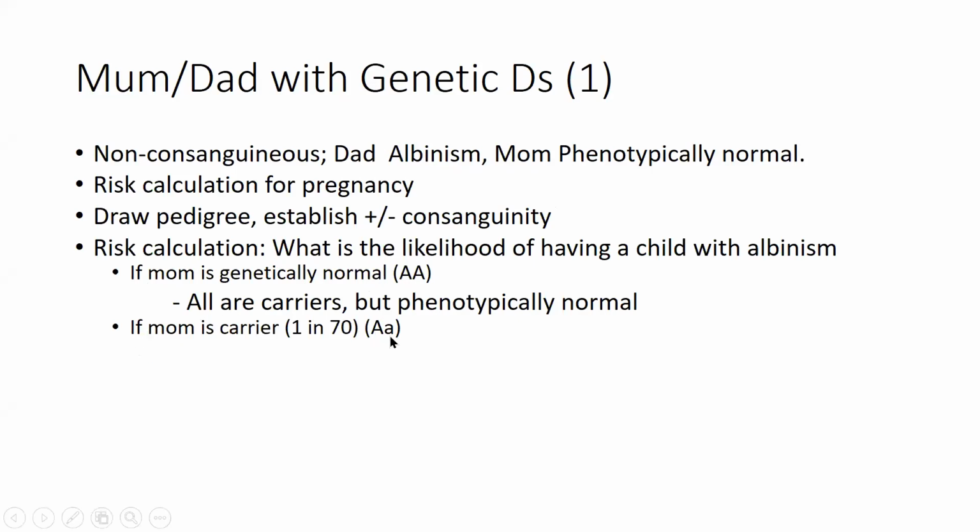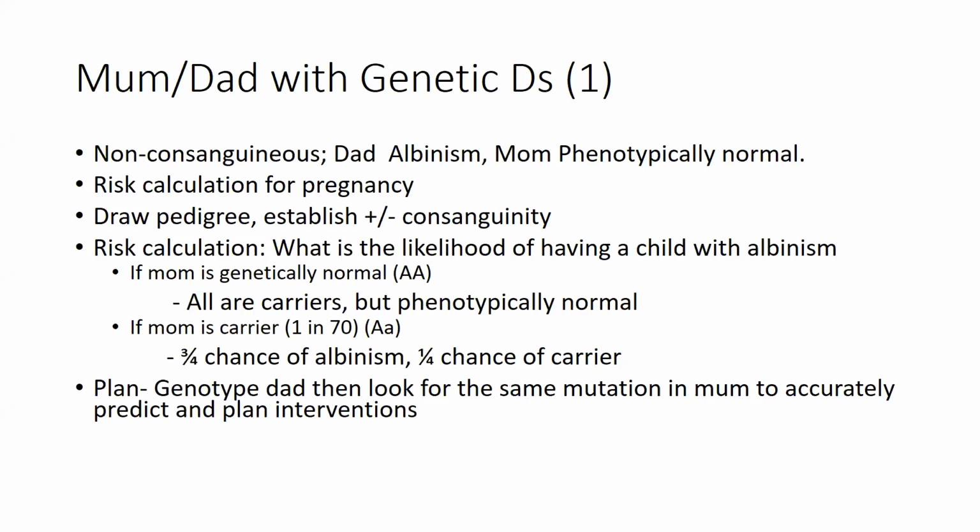Now, if mom by chance happens to be a carrier, and that is at a rate of 1 in 70, there's a 3 in 4 chance that their children will have albinism. So if she's a carrier, there's a very, very high risk that their offspring will actually get albinism. So the goal really is, if one parent has an autosomal recessive disorder, you want to look for the same mutation in mom, right? And then evaluate, because if mom doesn't have it, then the children will not get the phenotype. They may just inherit one abnormal mutation. But if by an off chance mom has one of the abnormal genes, then you're in big trouble, right?